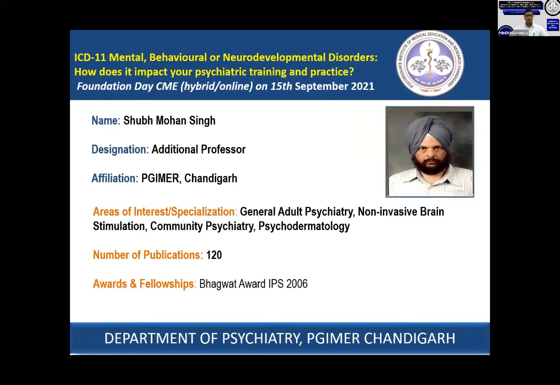First, Dr. Shumon Singh. He is currently an additional professor in Department of Psychiatry, PGIMER. His areas of interest are general adult psychiatry, non-invasive brain stimulation, community psychiatry, and psychodermatology. He has around 120 publications to his credits, and he has won the Bhagwat Award.